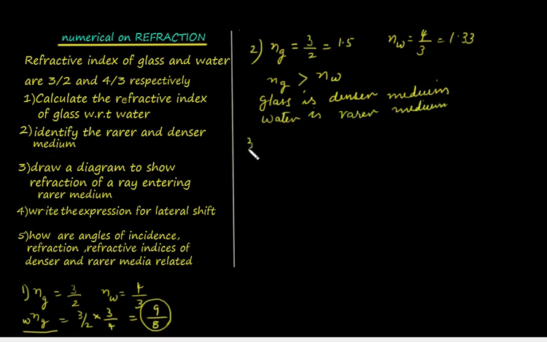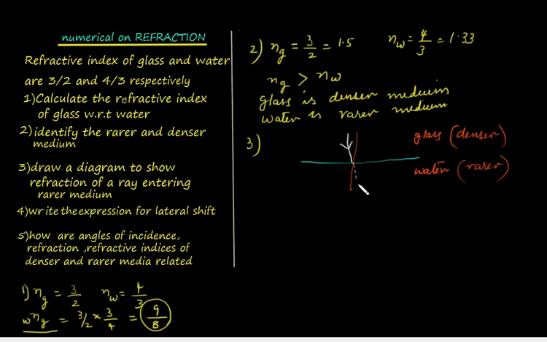What is the third question? You have to draw a diagram to show refraction of a ray entering rarer medium. So it is traveling in the denser medium and then entering the rarer medium. This is the interface. This is glass, denser medium. This is water, the rarer medium. This is the normal. Just draw a ray traveling in the denser medium. If it did not get refracted, it would have passed along this line. But here the medium is changing, so it is getting refracted, and by the principle of refraction, since it is entering a rarer medium from a denser medium, it gets deviated away from the normal.